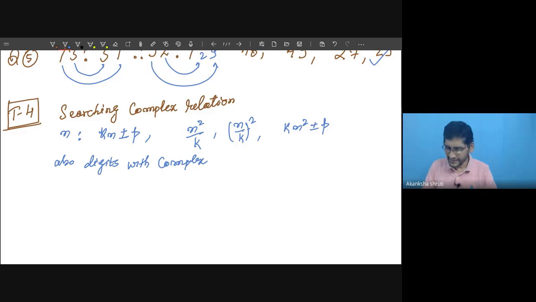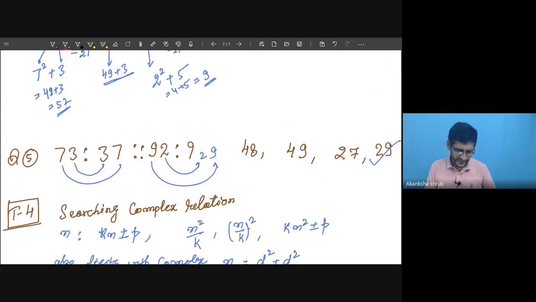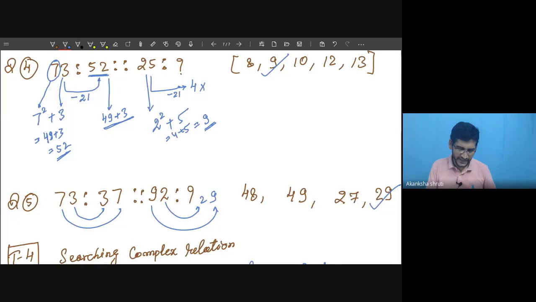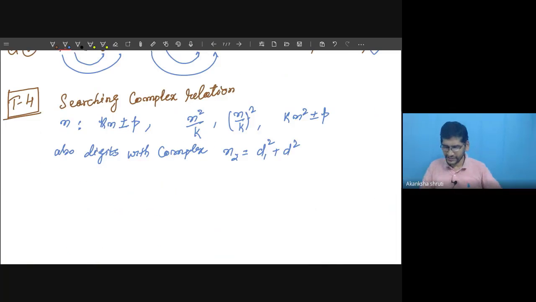Like we were getting the second number n2 by adding digit 1 square plus digit 2 square, or digit 1 square. Like here we have obtained the second number by squaring the tens digit of the first number and adding the unit digit. Okay, it is even falling in this category.